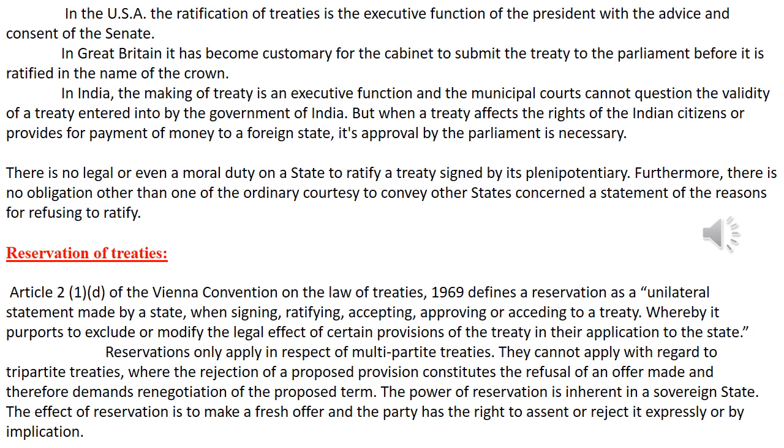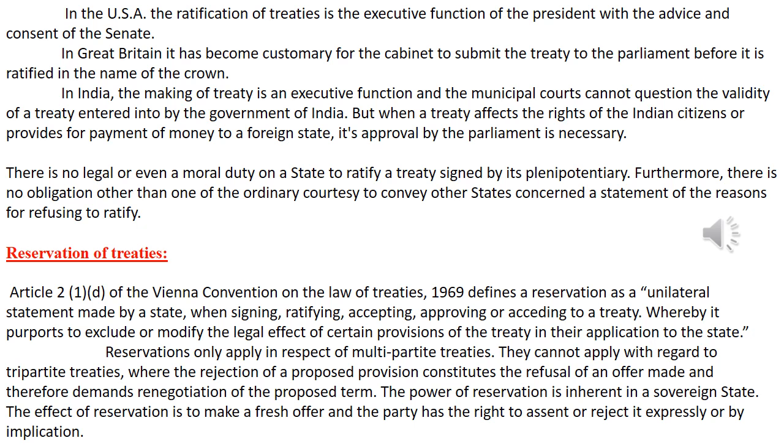So, here in India also, if there is any effect on the rights of the citizens and huge money is paid to foreign states, approval by the parliament is compulsory and necessary, and the Indian citizens should really know what the treaty is meant for and what is involved in the treaty. There is no legal or even a moral duty on a state to ratify a treaty signed by its plenipotentiary. Furthermore, there is no obligation other than one of ordinary courtesy to convey to the other states concerned a statement of the reasons for refusing to ratify.